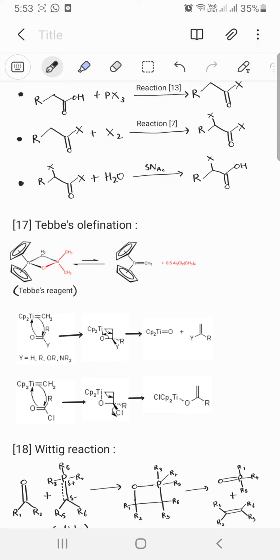Okay. Instead of saying H2O, I should really just say OH minus, because X does not have that lone pair donating ability, so you cannot do the base catalyzed thing easily. Cool. Next, Tebbe's olefination. Yes, this thing.